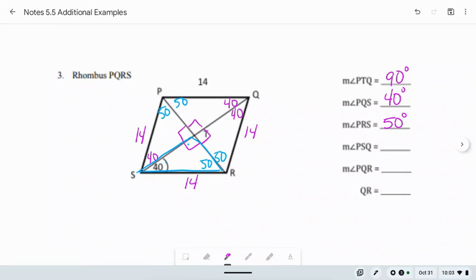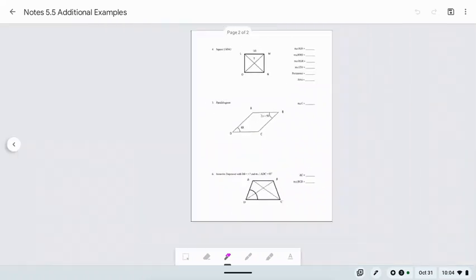Then the measure of angle PSQ is 40 degrees. I already have that labeled. And the measure of angle PQR would be this entire angle, 40 plus 40 is 80 degrees. And then QR is the same as PQ since all sides are equal, so that would be 14. Okay, moving on to the next set of examples.